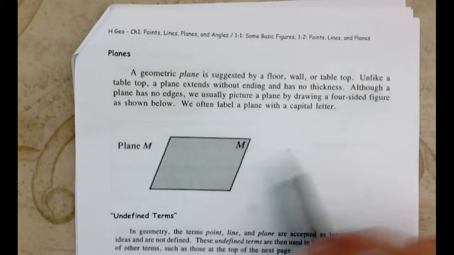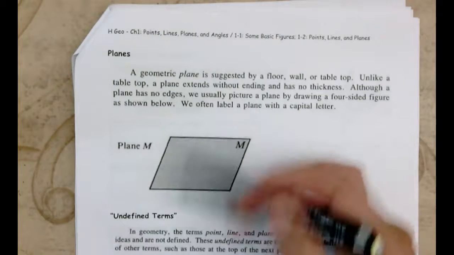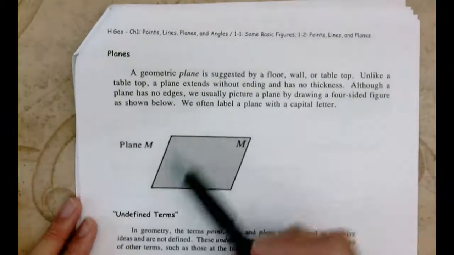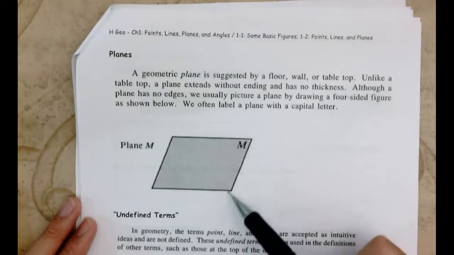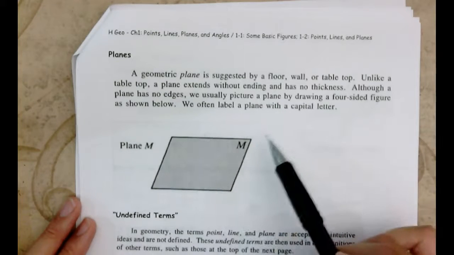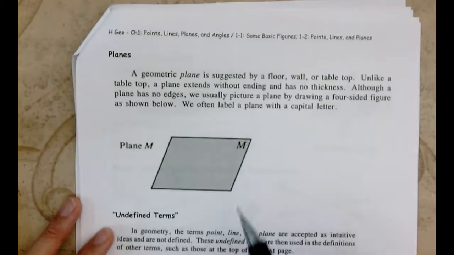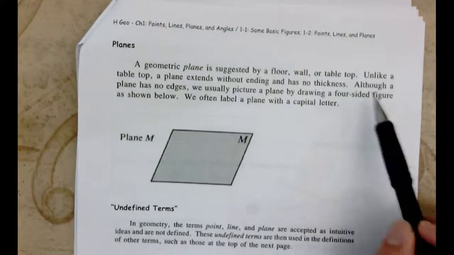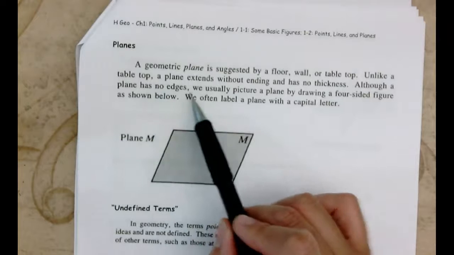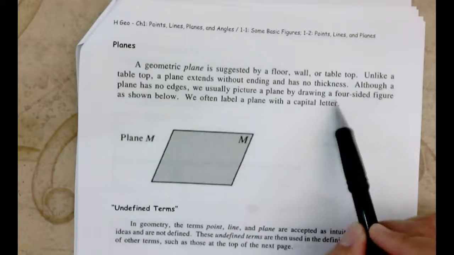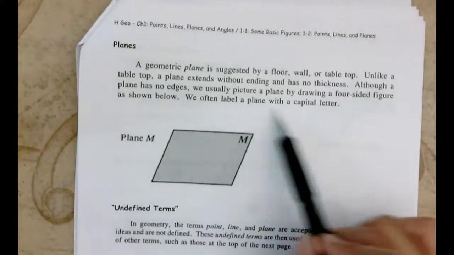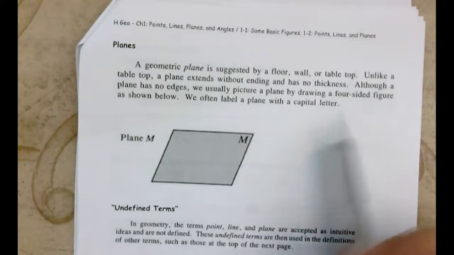Okay. So just like a line goes with no ends to both sides, the plane also has no end, even though it's drawn like there is an edge to it. The plane does not have any end and also doesn't have any thickness. Okay, no thickness. Although a plane has no edges, we usually picture a plane by drawing a four-sided figure shown below. We often label a plane with a capital letter. Okay, so plane M and so forth.